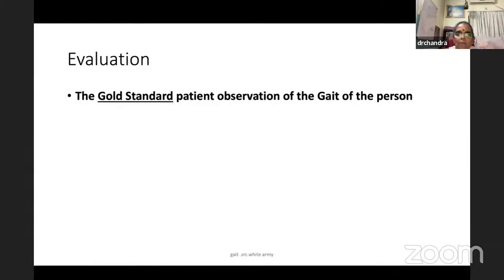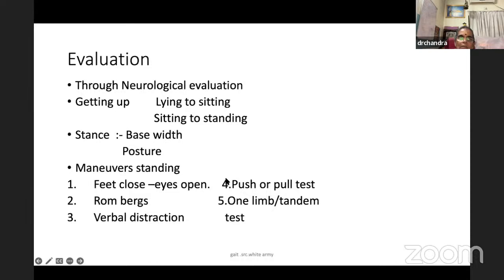And so this is about the physiology part. Now we will see evaluation. The gold standard is patient observation. Observe the patient while he is walking. That is the best method.